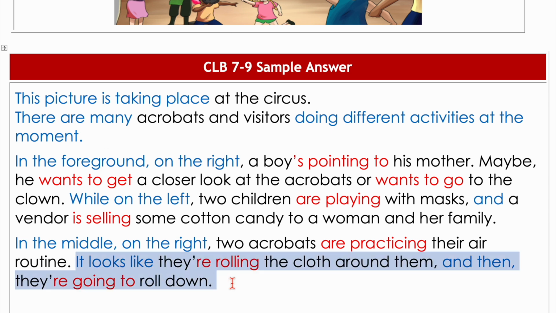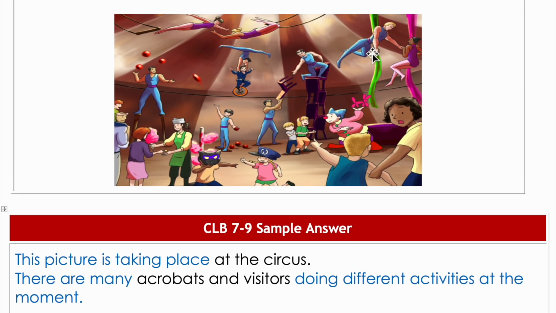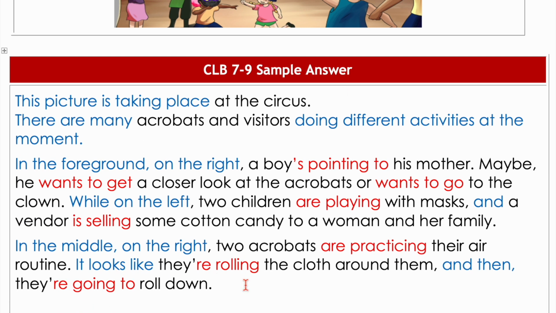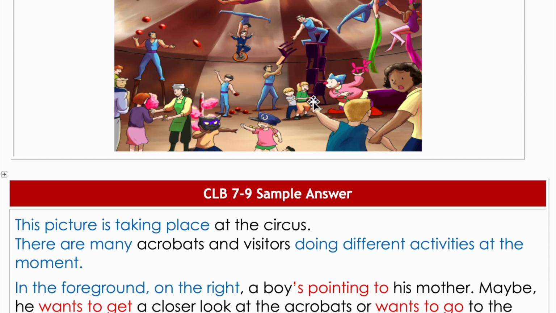It looks like they're rolling the cloth around them and then they're going to roll down. This is something good that 7 to 9s can do, which is use it looks like, it seems like, or I think they are. So it looks like they're rolling the cloth around them. So this rope or cloth, they're rolling it around them. And then they're going to roll down. And then we should get to here and here probably. Let's see.